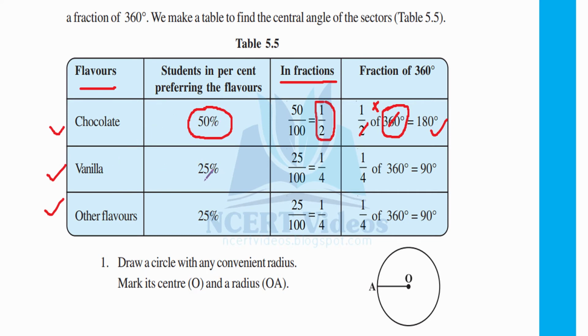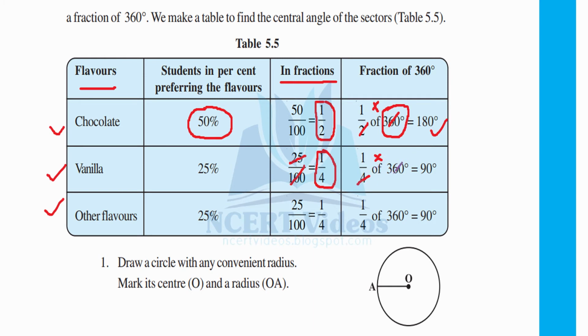Likewise for vanilla, 25% means 25 of what? 100% means with respect to 100. So 25 over 100, when we cancel it, is 1 over 4, simple. Now we got the fraction part as 1 over 4. Therefore 1 over 4 of what? Central angle. Of means again multiplication, 360 degrees.